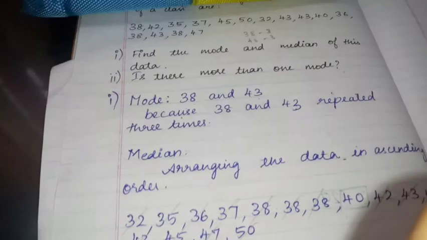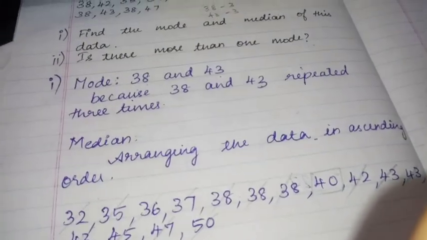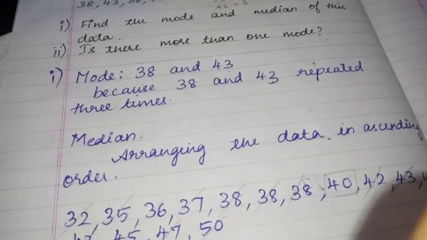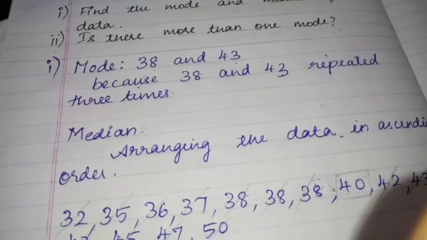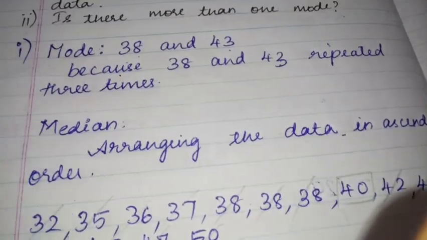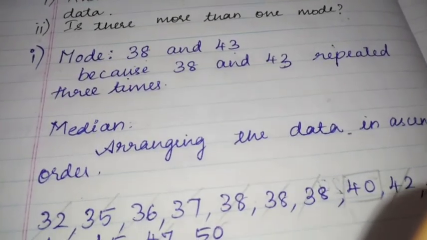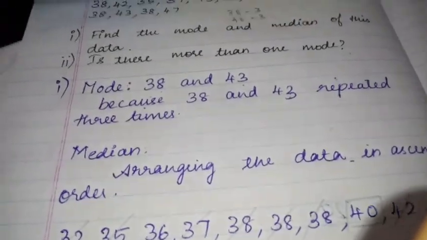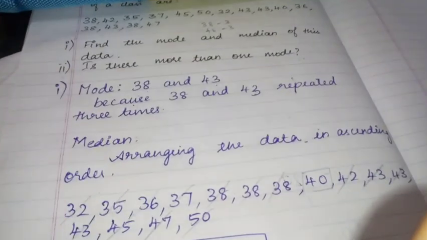Okay, children, next your fourth question and fifth question is your homework. Fifth question you can do in your textbook itself because it is a true or false. Fourth question alone you can do in your homework note. Fourth question is just finding the mode and the median, like the same problem.